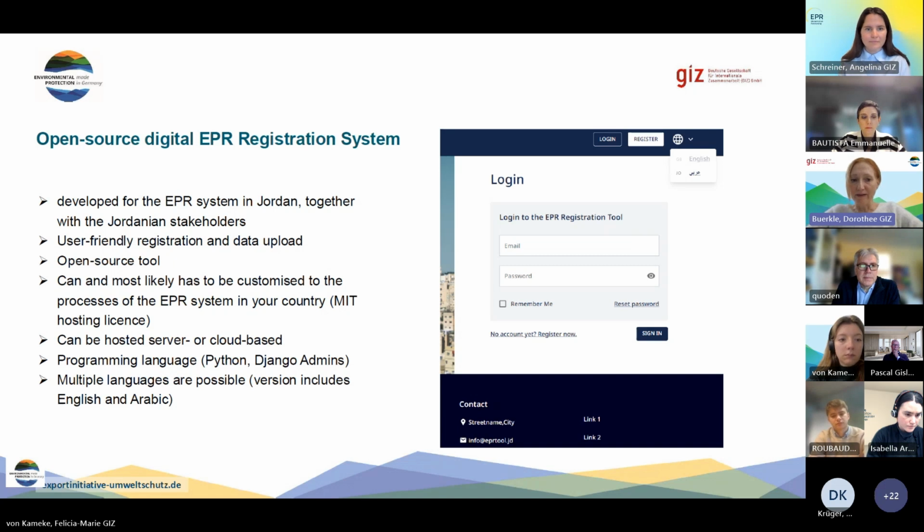It can be hosted on a server or cloud-based. The programming language is Python based on Django admin. Further questions, I immediately refer to our programming agency. And you can have multiple languages in the version right now. This version includes English and Arabic, but according to your needs, you can adjust this. Next slide.